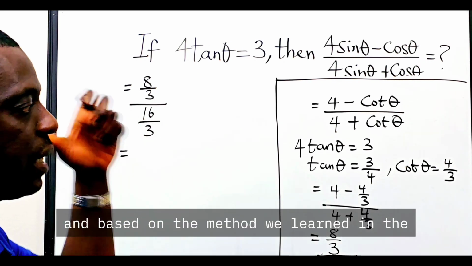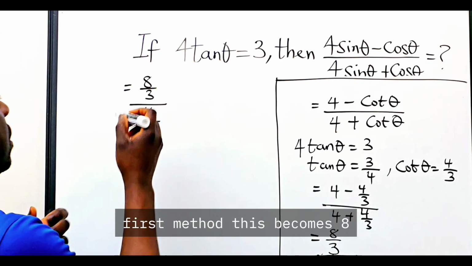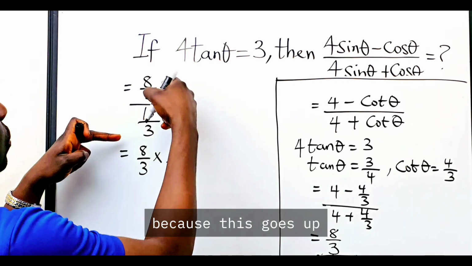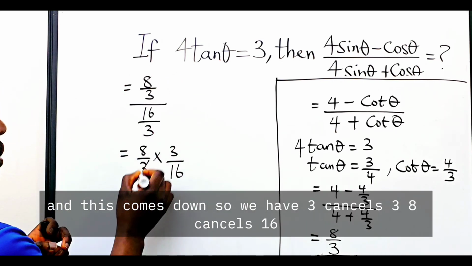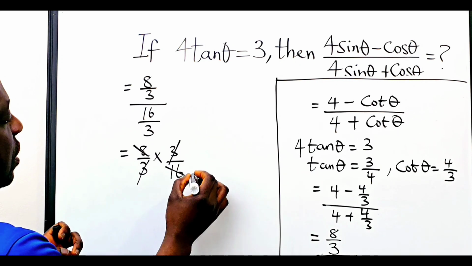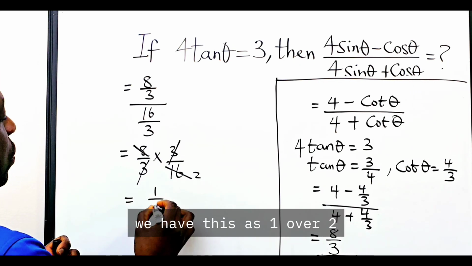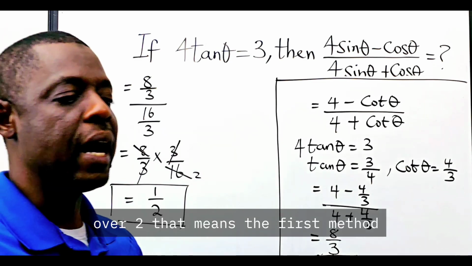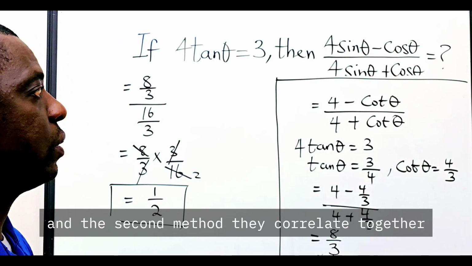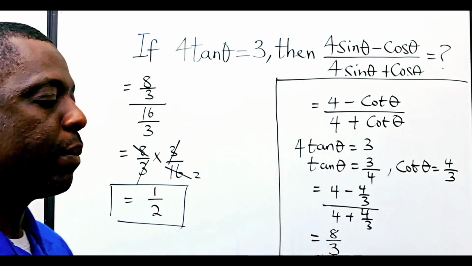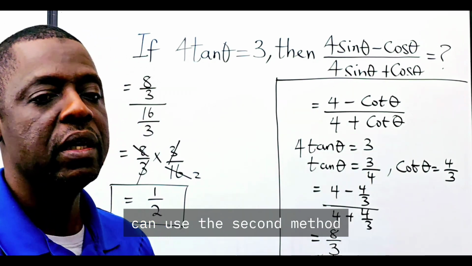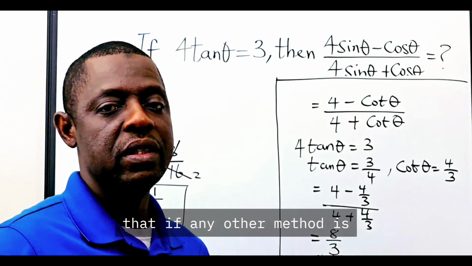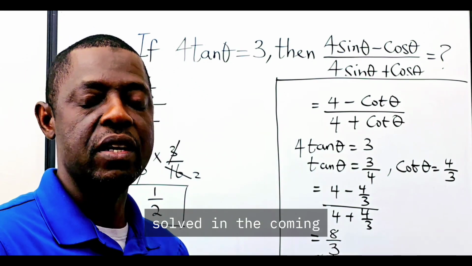And based on the method we learned in the first method, this becomes 8 over 3 times 3 over 16, because this goes up and this comes down. So we have 3 cancels 3, 8 cancels 16. We have this as 1 over 2. So the answer here too is 1 over 2. That means the first method and the second method correlate together. That means you can use the first method, you can use the second method, and you can use any other method. I will appreciate it if any other method is solved in the comment section.